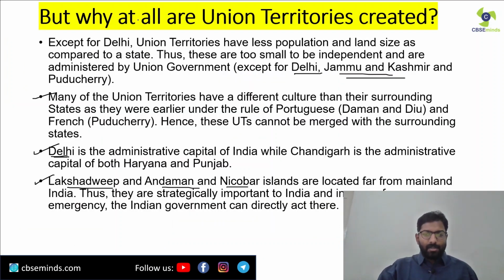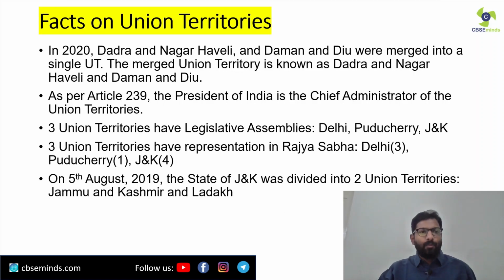So these are the important reasons why union territories are created. Now we'll look at certain facts on union territories. In 2020, Dadra and Nagar Haveli and Daman and Diu, which were initially separate, one union territory being Dadra and Nagar Haveli and Daman and Diu a separate union territory, were merged into a single union territory. This is known as Dadra and Nagar Haveli and Daman and Diu. So the complete name is for the entire union territory.